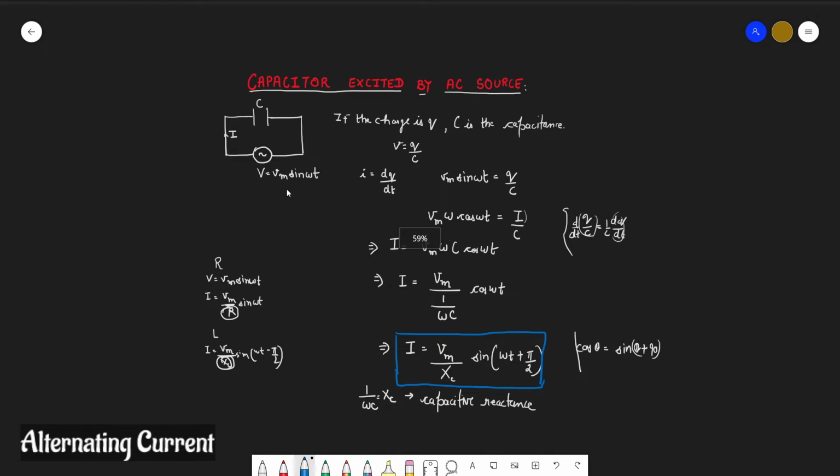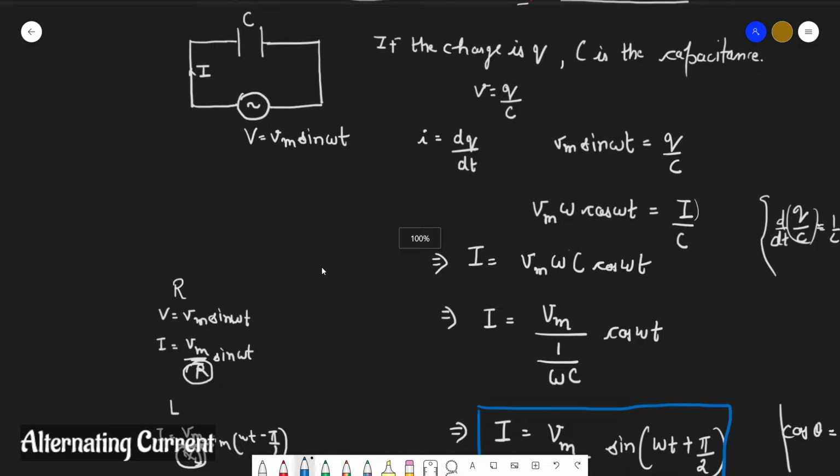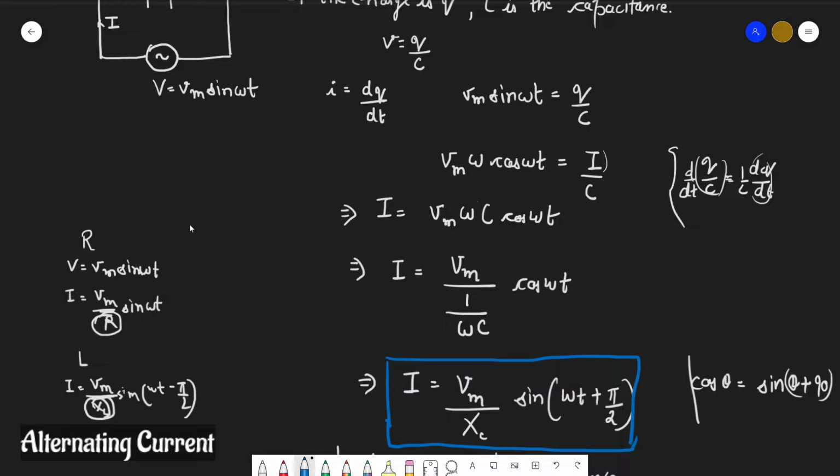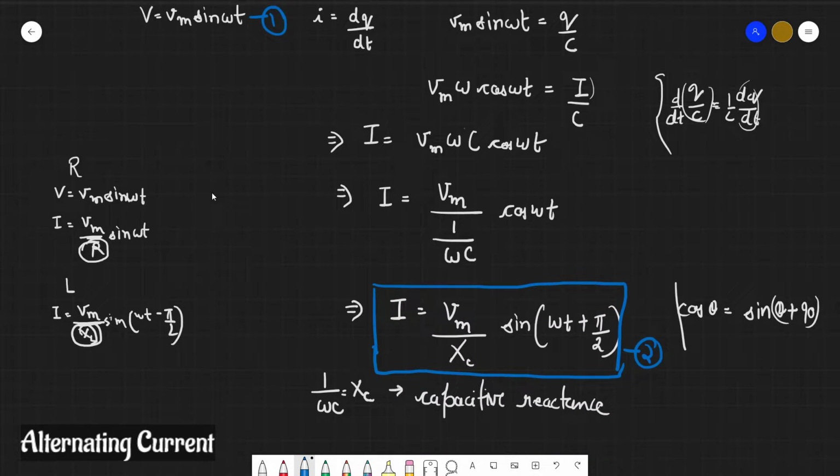If you compare this expression with the voltage expression of the supply, the current seems to be leading by 90 degrees. So if I call this the first equation, and this the second equation, you can refer to these two equations.